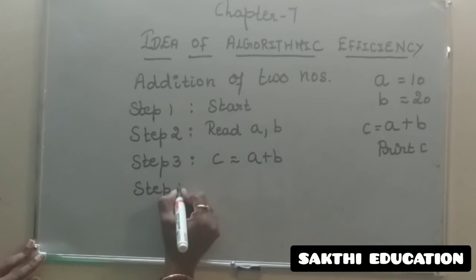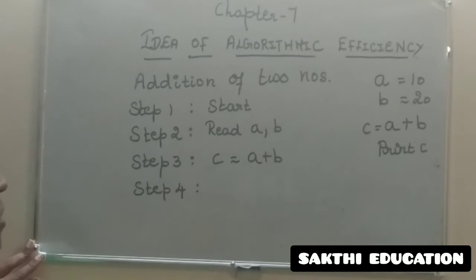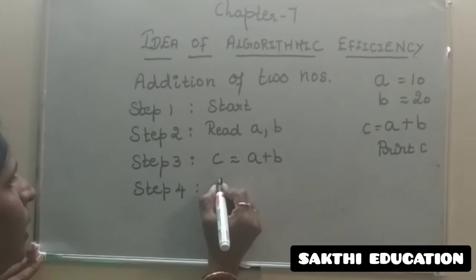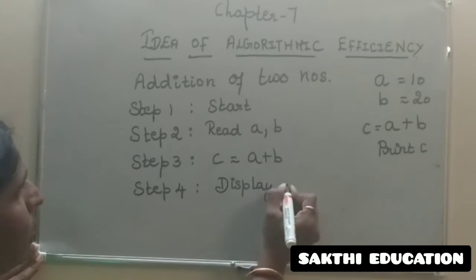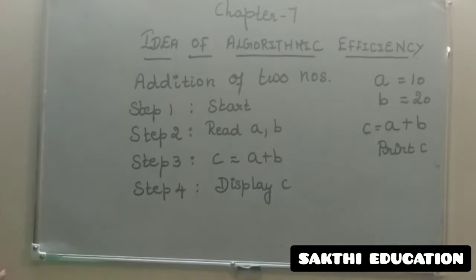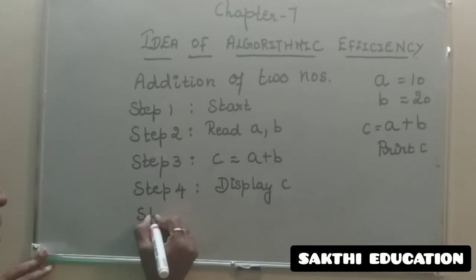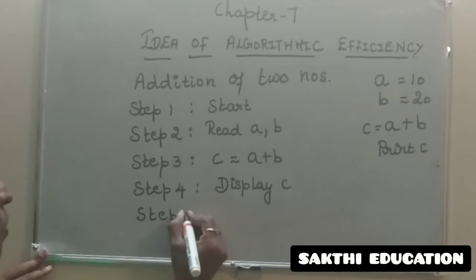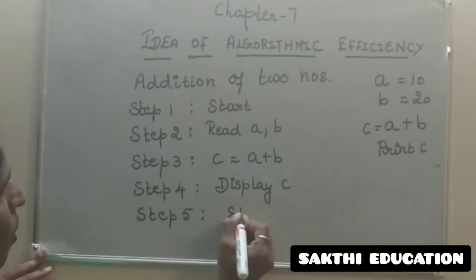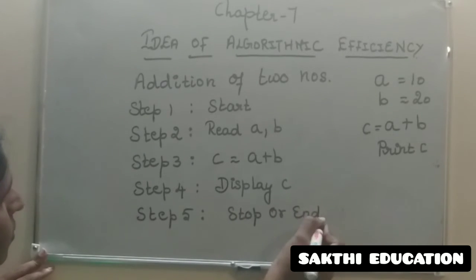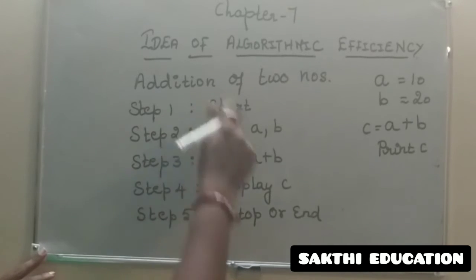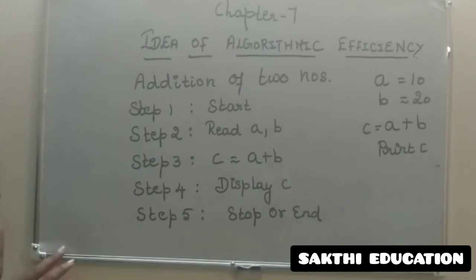Next one. After performing the addition, the result will be stored in the variable c. So display or print c. So we got the result. Our task is completed. We can stop the algorithm. Stop or end. A step-by-step procedure to solve this particular problem is called an algorithm.